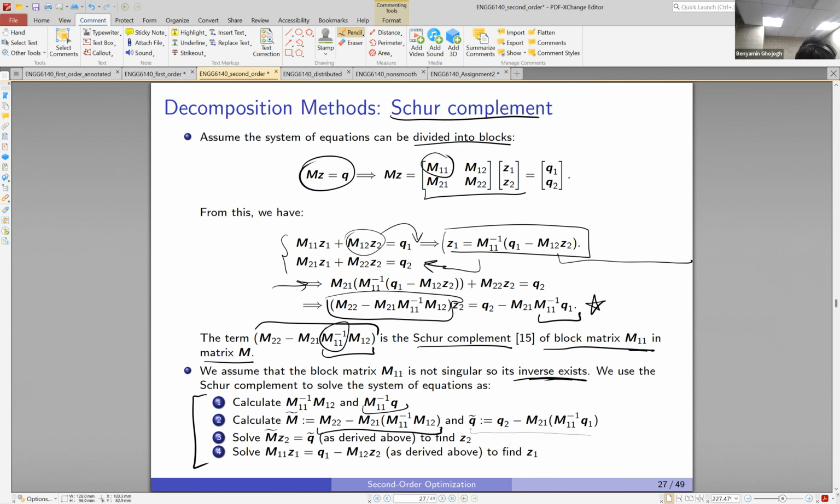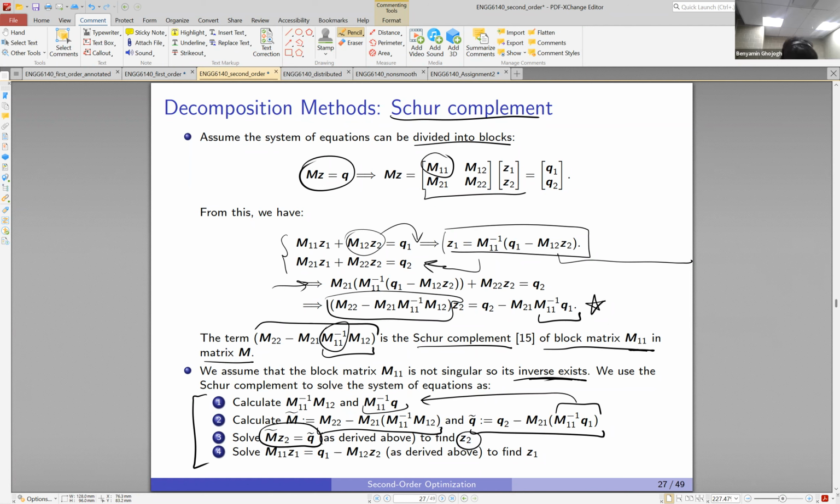Here also calculate Q tilde, which is the right hand side of this equation, and in parentheses we already solved it in step 1. Then we have the left hand side except the Z2, and you also have the right hand side. So now you have this. Solve this in order to find Z2.